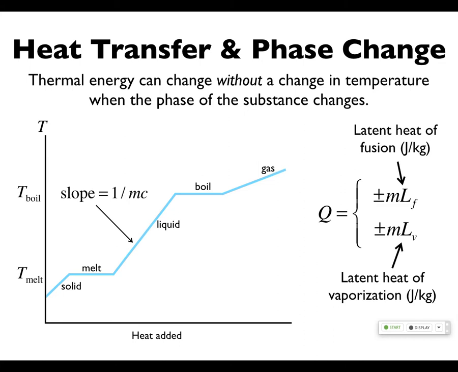Liquid to gas. Positive, right? If you have water and you want it to be steam, you have to add heat. If you have steam and you want it to be water, you take it away. That's condensation. Anyway, that's that. So we have two ways of figuring out heat: temperature change, but we also have phase change.